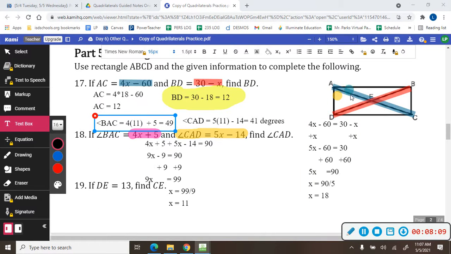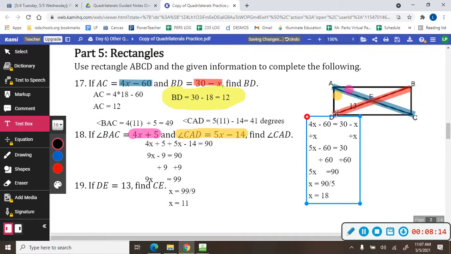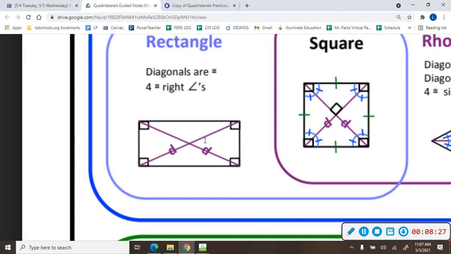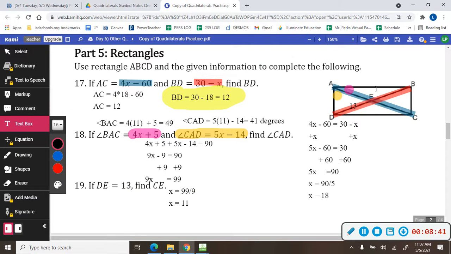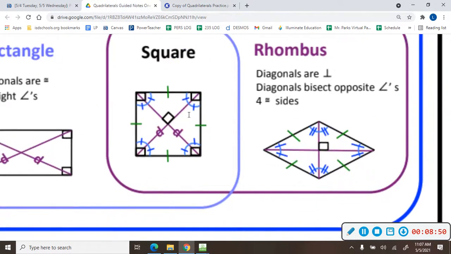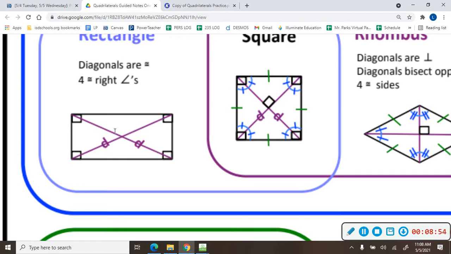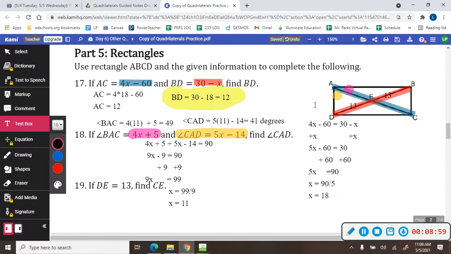If DE equals 13, so they're saying from here to here is 13. Find CE. So what is this? Alright, well let's go look at the properties of a rectangle. The diagonals are congruent, and because a rectangle is a parallelogram, we also know the diagonals cut each other in half. So I know if this is 13, because it's also a parallelogram, this is 13. So the whole thing's 26. And we just said that in a rectangle, the diagonals are the same, and they cut each other in half. So if this is 26, that has to be 26, which means this is going to be 13 also, which means this is going to be 13. So the length of CE, you'd say 13.